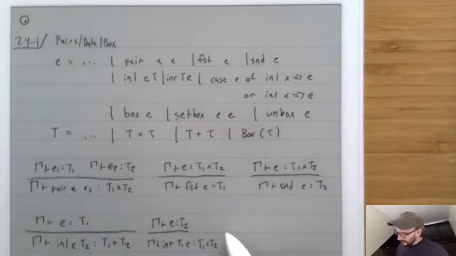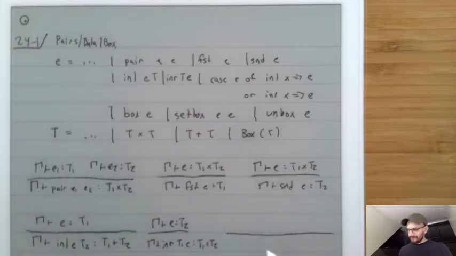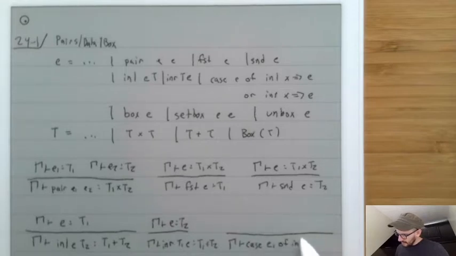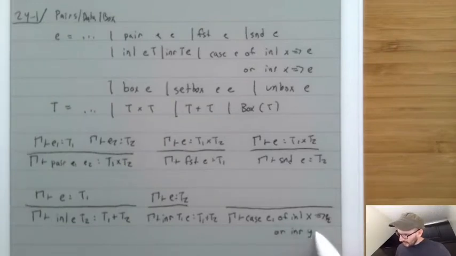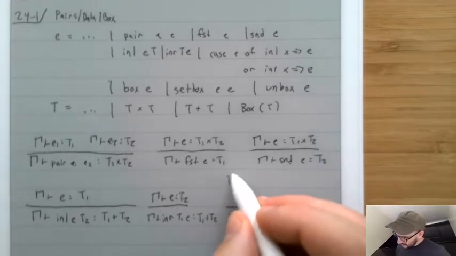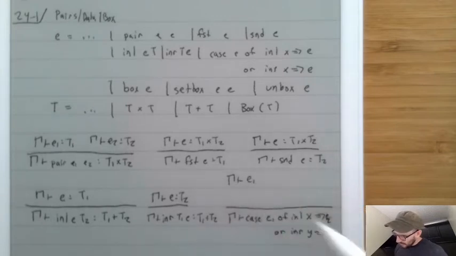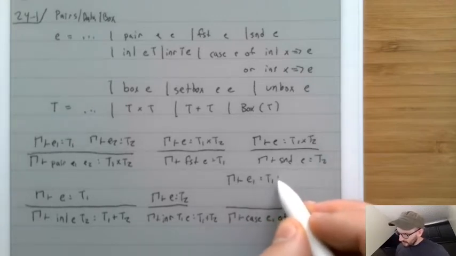Now the rule for case is the next one. So this is a bit complicated. Really, it's not complicated, it's just big. So we'll say that gamma proves that case E1 of in left X goes to E2, or in right Y arrow E3. Now here are the conditions. Gamma has to prove that E1 is a T1 plus T2.